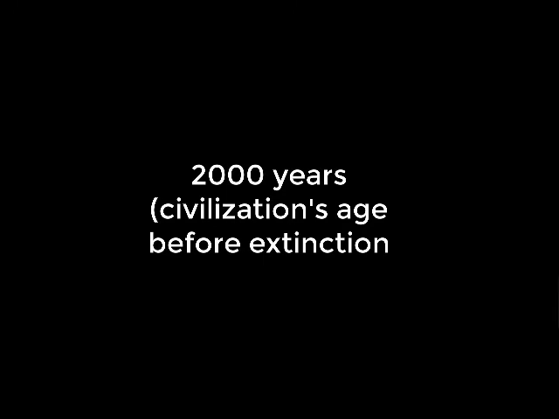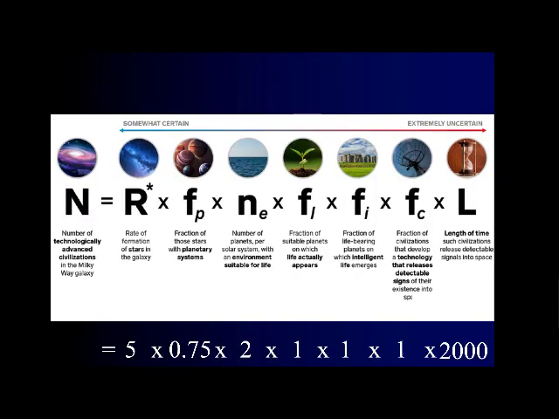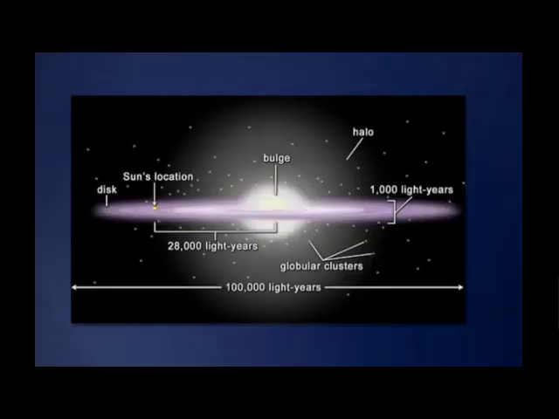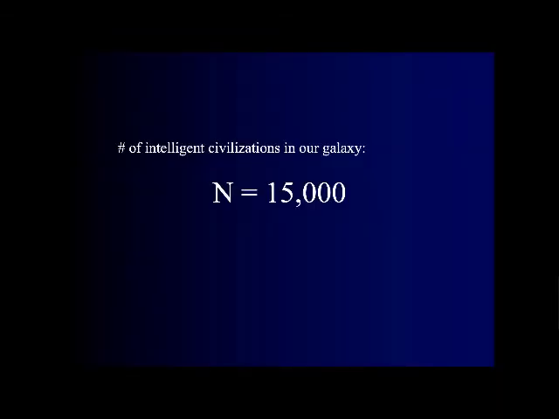We can take all of these terms and multiply them together. Here are the values that we've come up with to conservatively estimate the number of technologically advanced civilizations in our Milky Way. And we find that there are about 15,000 communicative, intelligent civilizations in our own Milky Way. Now that may seem like a large number, but when you consider the size of our galaxy, this is a very small number.